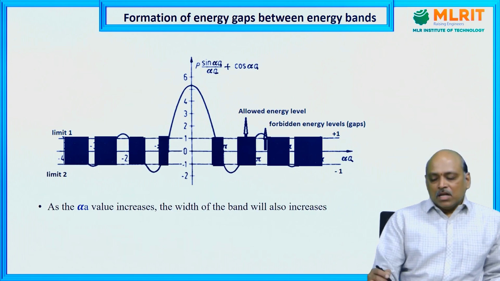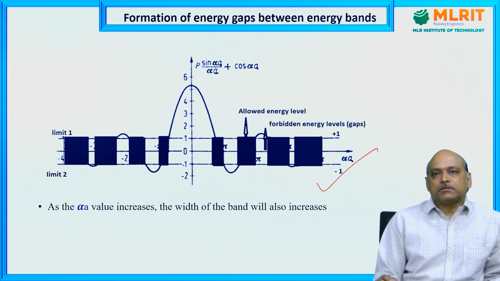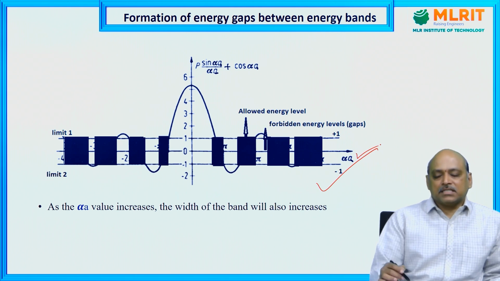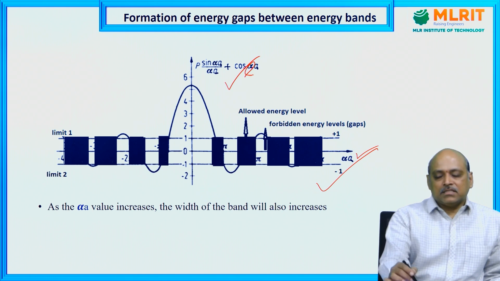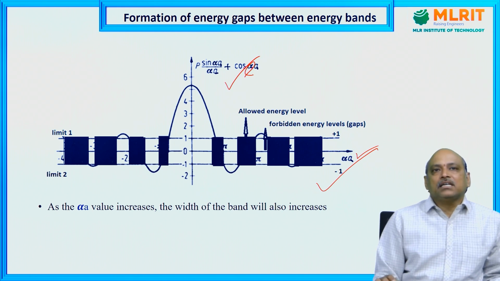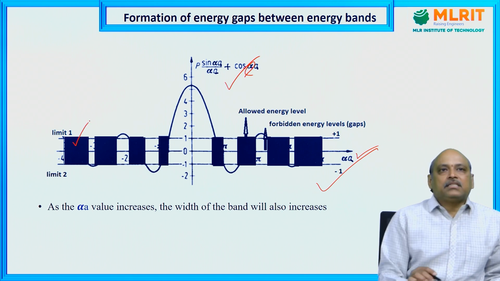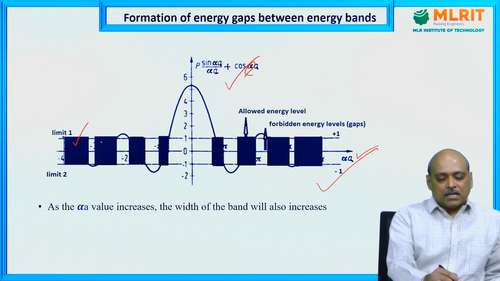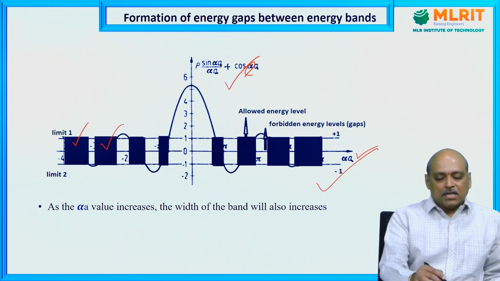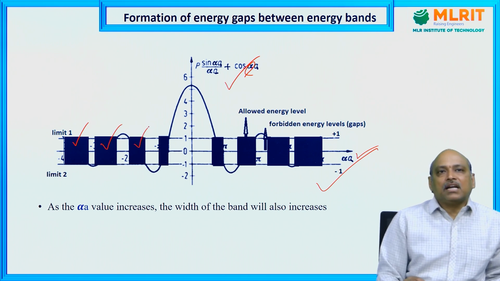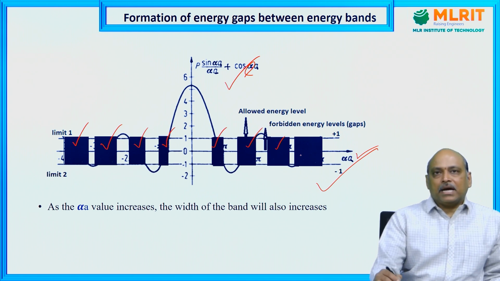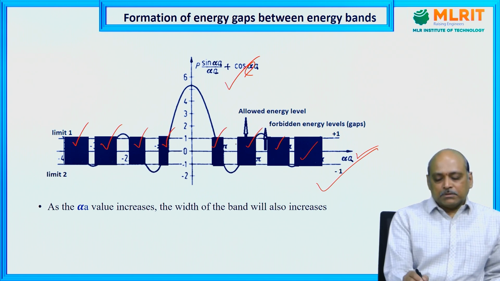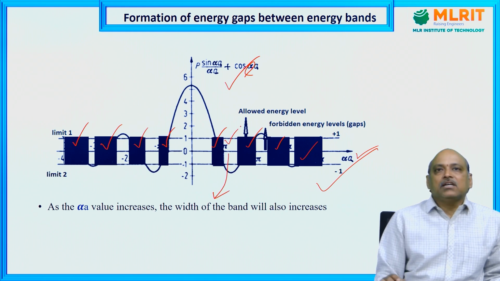If you plot a graph like this, taking alpha values on the x-axis and the entire LHS value on the y-axis, where alpha is related to the energies, we get thick vertical boxes like this, which we call allowed energy bands. This side also has allowed energy bands, and whatever the gaps are, we call forbidden energy gaps.